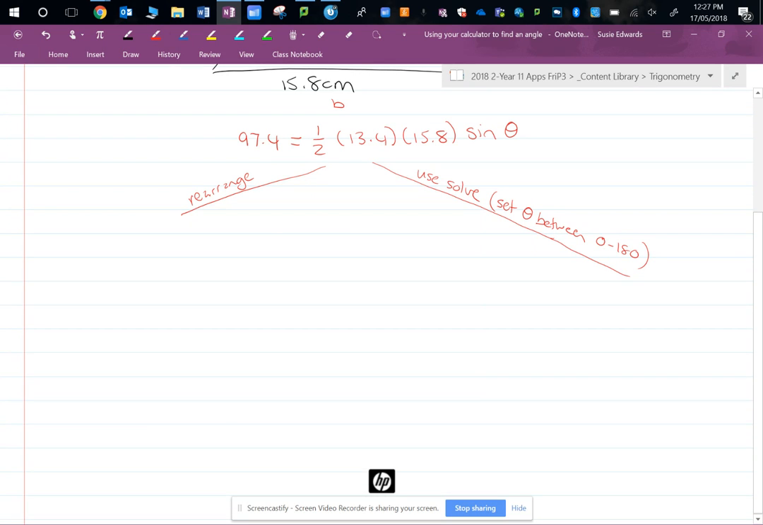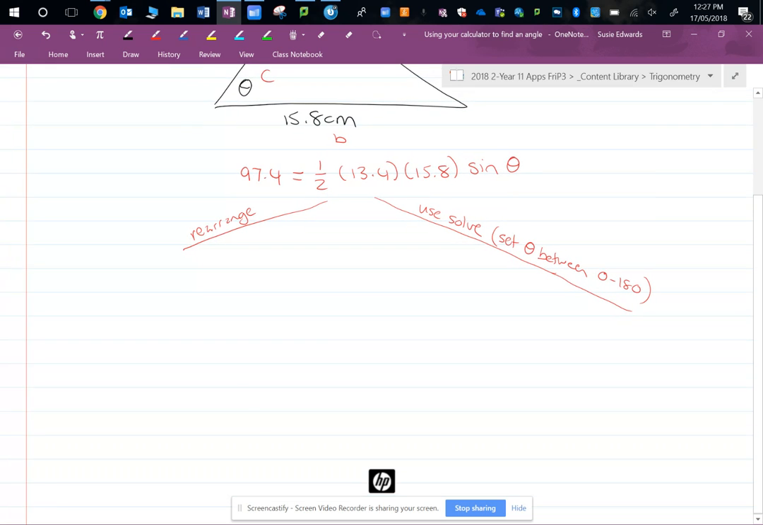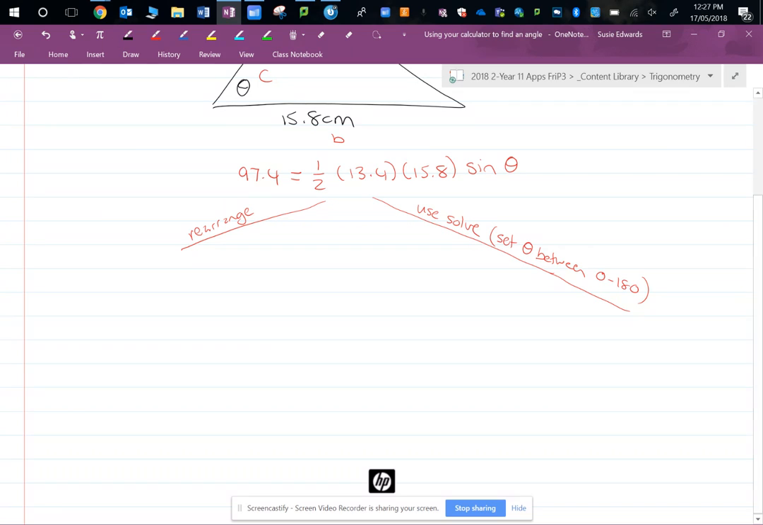We can either rearrange it. Now, I'm never going to tell you which option you have to use. It's up to you. But we need to be able to solve for theta within this. So if we look at rearranging, I'm just going to show you how to rearrange it. So we've got 97.4 equals half of 13.4, 15.8 sine theta.